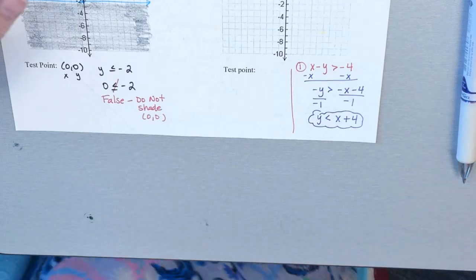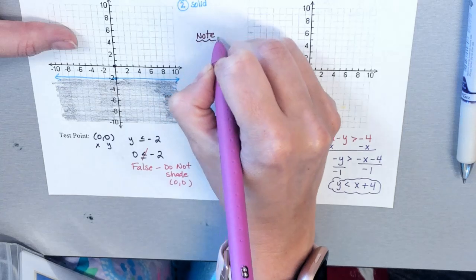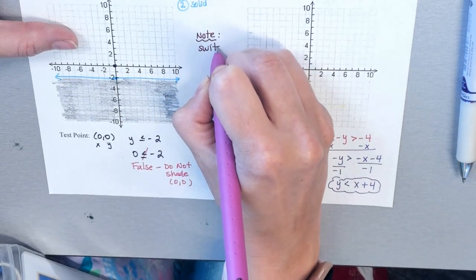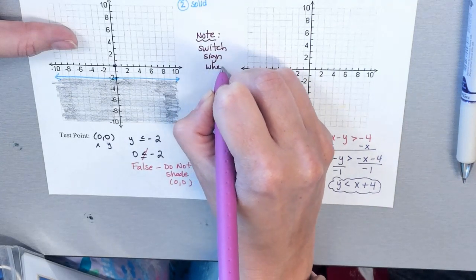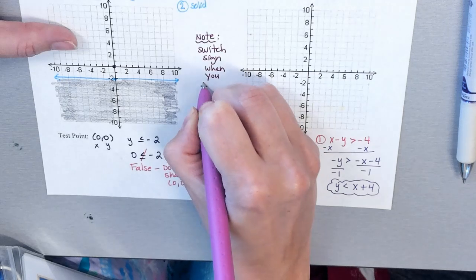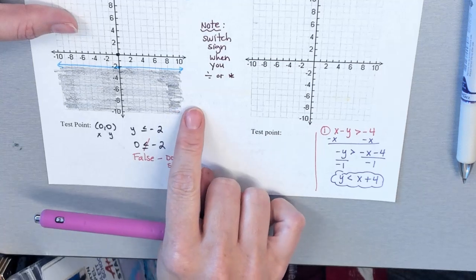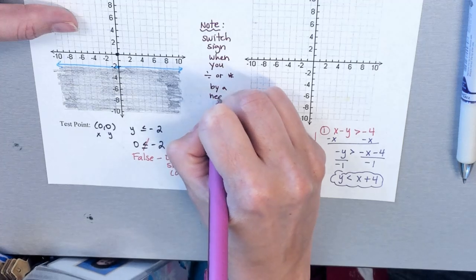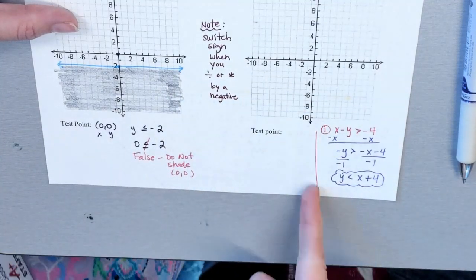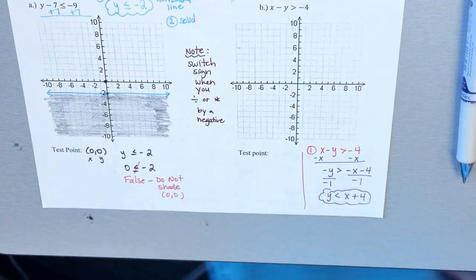So let's make a little note about that. I think that's a very easy thing to forget. So note, switch the sign when you divide or multiply. I'm going to use a star because some people think it's x. So if you multiply or divide by a negative, you do have to make sure you flip the sign. Okay, and then go ahead and use the process that we used for example 3 to graph your line.